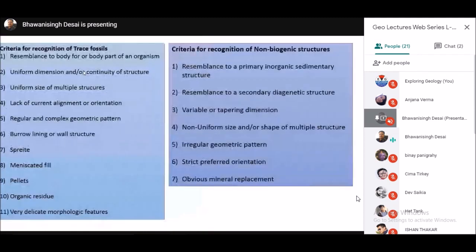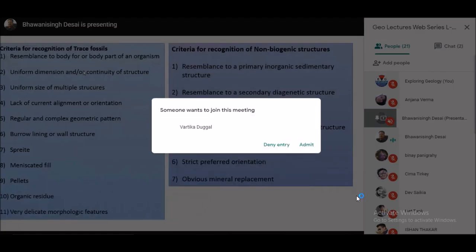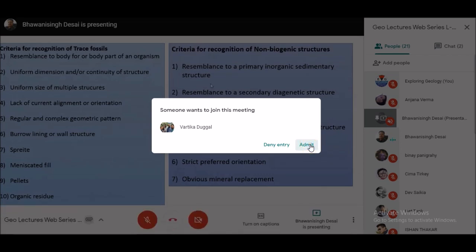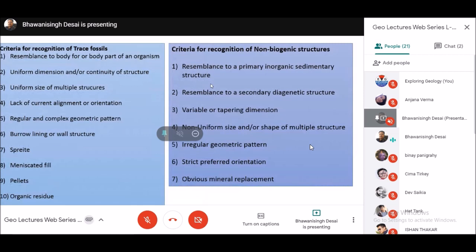So there are certain criteria. For example, non-biogenic structures, meaning they don't have any biological origin, like mud cracks, are inorganic sedimentary structures. The first thing we should learn is to correctly identify whether we are looking at a trace fossil or a non-biogenic structure.